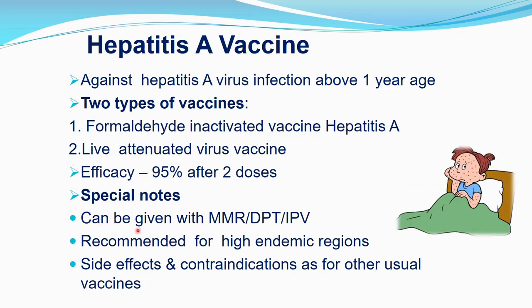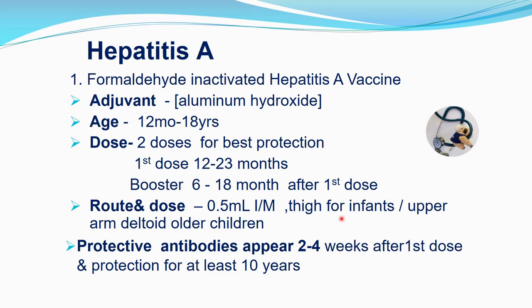You just remember, it can be given with the MMR, DPT, IPV. It is recommended for high endemic regions. So in places where hepatitis is very commonly occurring, the population should get the hepatitis A vaccine. Side effects and contraindications of this vaccine are as usual for other vaccines. The commonly used vaccine is the formaldehyde inactivated hepatitis A vaccine.